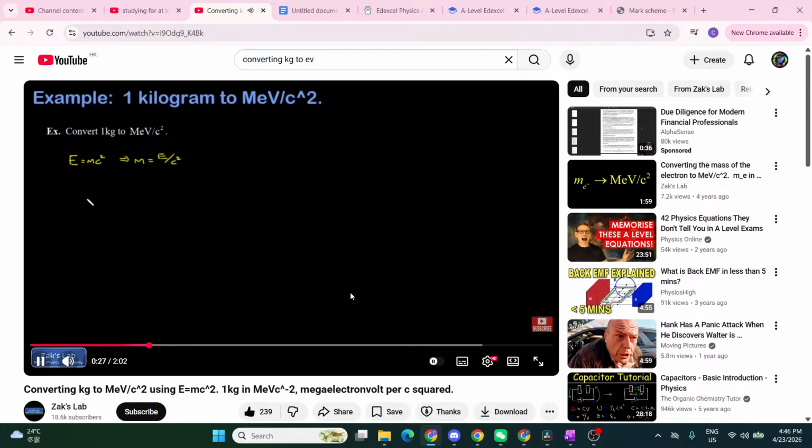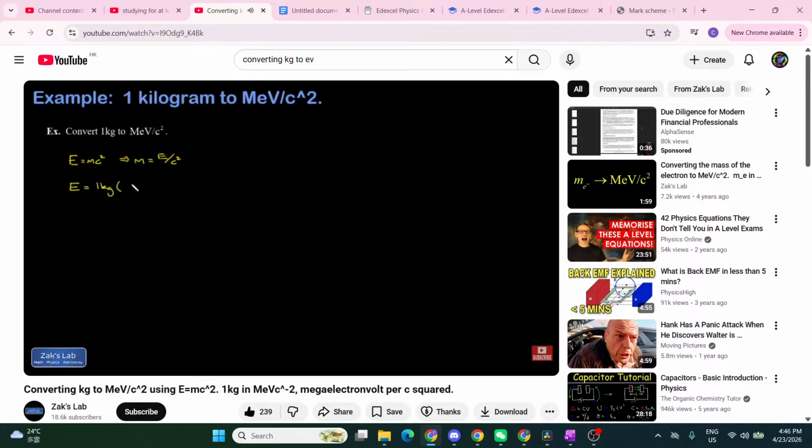We start out by finding the energy equivalence of 1 kilogram of mass, and we plug in c squared, where c is the speed of light, approximately 3 times 10 to the 8th meters per second. When we run the numbers, we get 9 times 10 to the 16 joules. Next, we're going to convert those joules into mega electron volts.